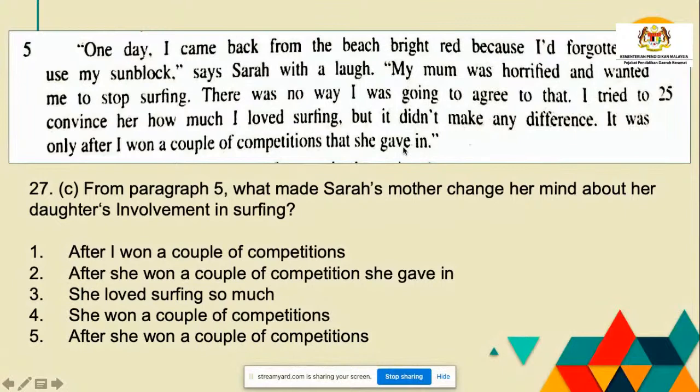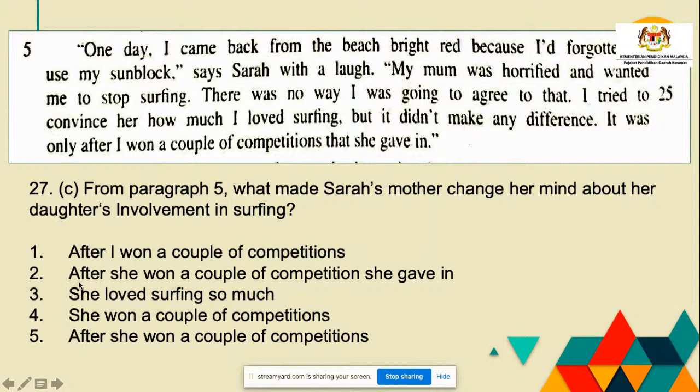So inilah jawapan dia. Okay, now, dari bahagian, dari mana sampai ke mana yang kita nak ambil jawapan dia? Okay. After I won a couple of competitions. Betul ke tak betul? Kalau tengok sini betul kan? Tapi kenapa jawapan ni not acceptable? Ingat tak tadi reminder yang saya beritahu awal-awal tadi? Okay, because in comprehension questions, you cannot use the word I. Because I sini, if you are writing the answer as if awak lah yang menjadi Sarah. So that's why you need to change the pronouns. Kalau jawab I, memang tidak diterima. Unacceptable.